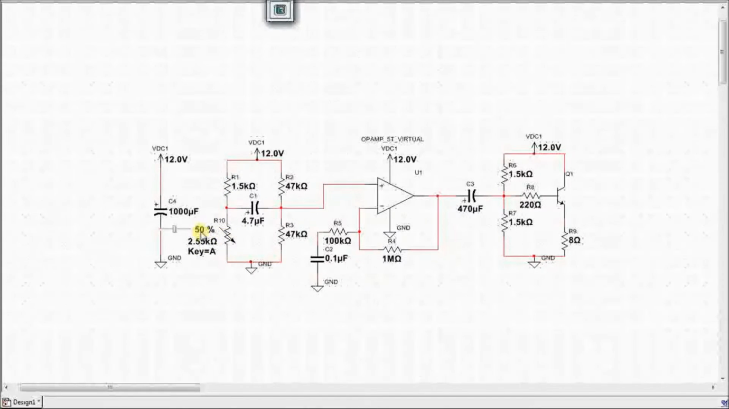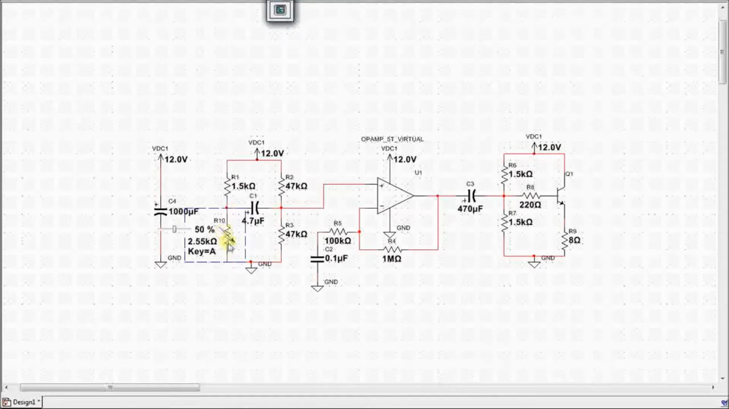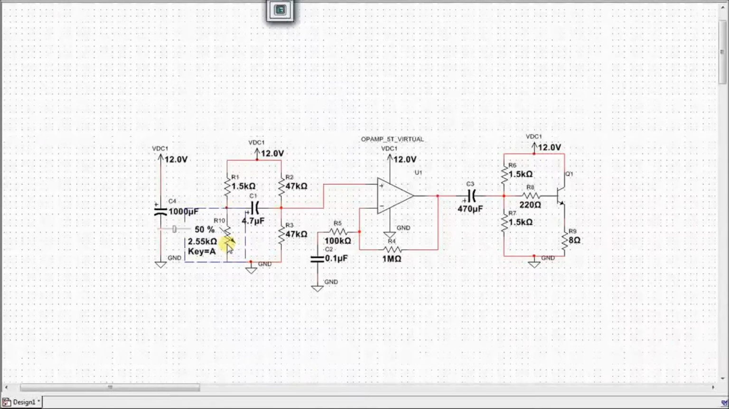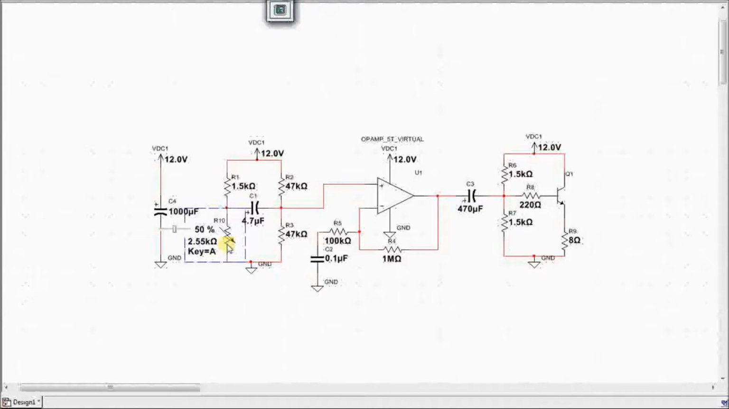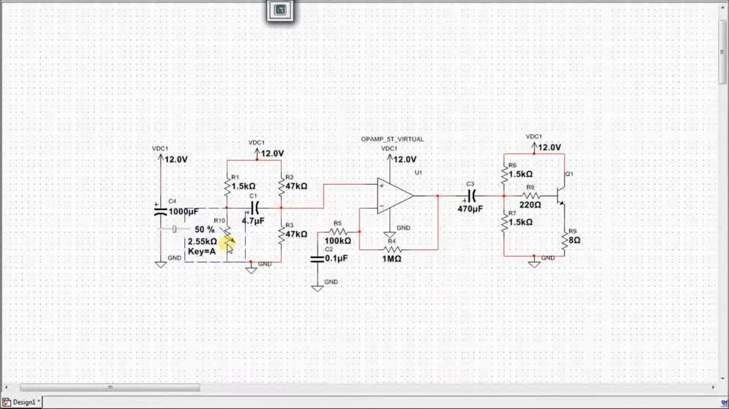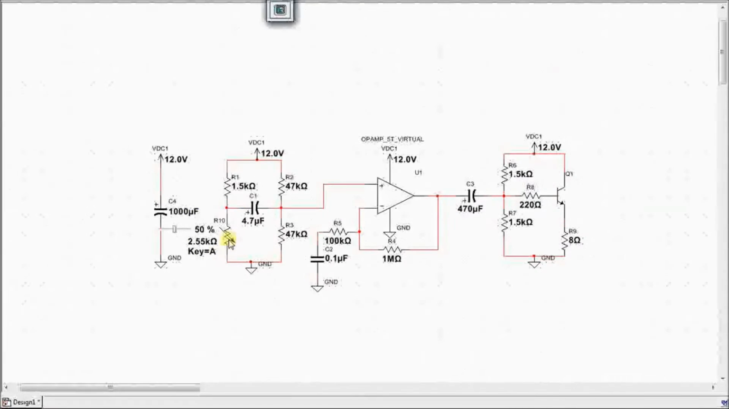variable resistor that has been modeled. But this is actually not a variable resistor. What we are using here is a condenser mic. The condenser mic is actually a variable resistor, so I have modeled it in that way. But actually it is not a constant resistance. It is a variable resistance depending upon the intensity of the audio signal that reaches the condenser mic. Its resistance varies.